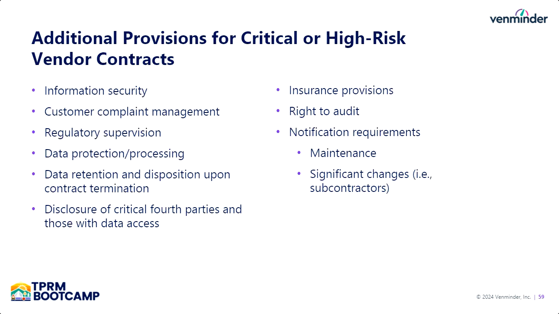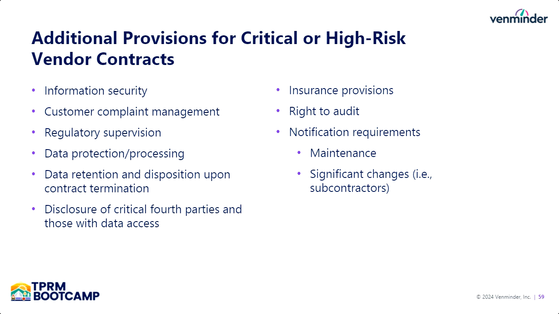A few slides back had a page of provisions that needed to be included in your contracts, and these are some additional provisions specifically for critical and high-risk vendors. I won't talk about each one of these, but I do want to call them out. You certainly want to have some information security guidelines in there, customer complaint management, understand what regulatory body is supervising this contract. You might want with these vendors to have a data protection agreement, definitely talk about data retention and what happens to the data post-contract.